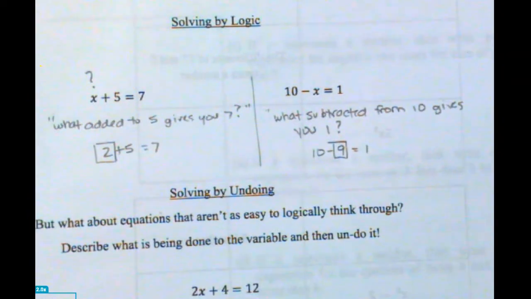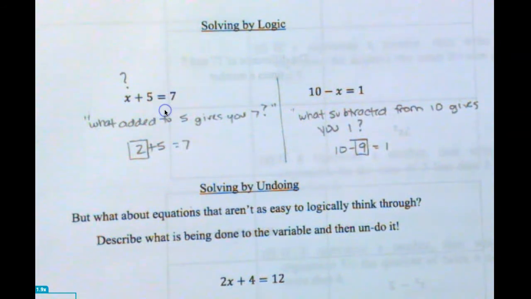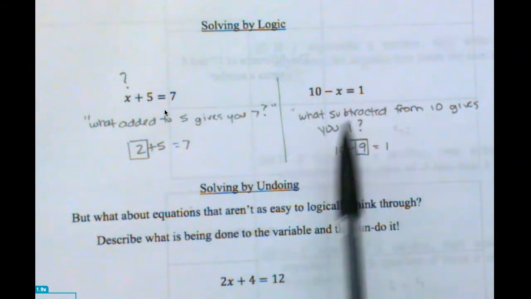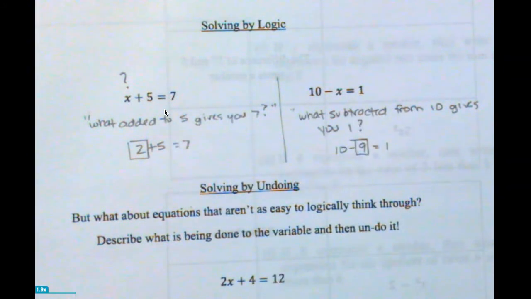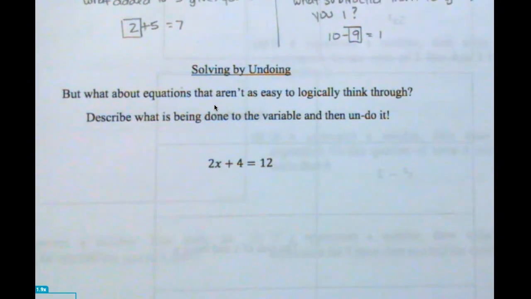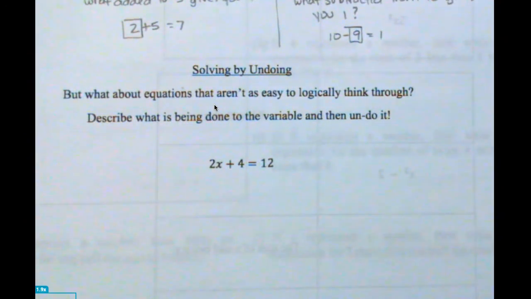I'm just taking the problem, I'm thinking it through, what has to be that missing number to make my equation true. Okay, and for equations like these that are very simple, we can use this method, right? Because these are simple addition and subtraction problems we've been seeing kind of all through math classes in school, okay? But what happens when we get to equations that aren't as easy to logically think through?